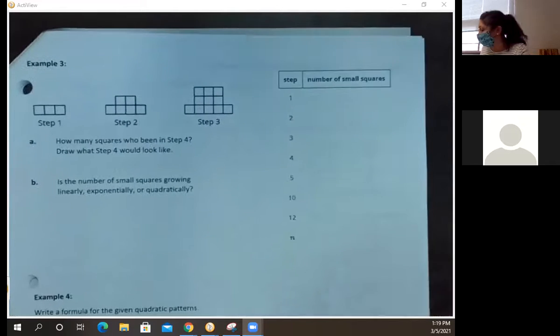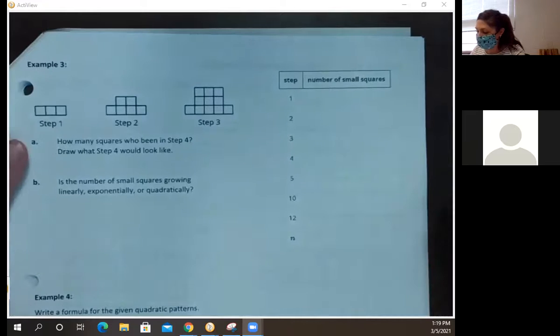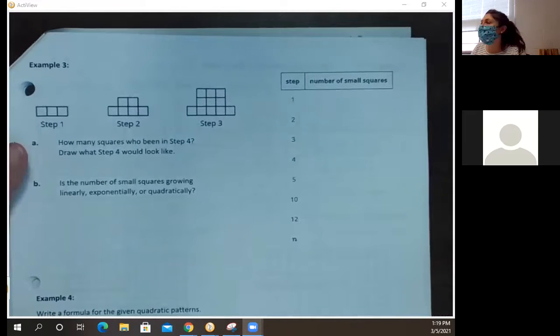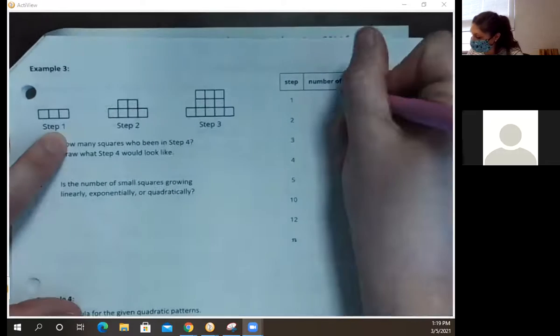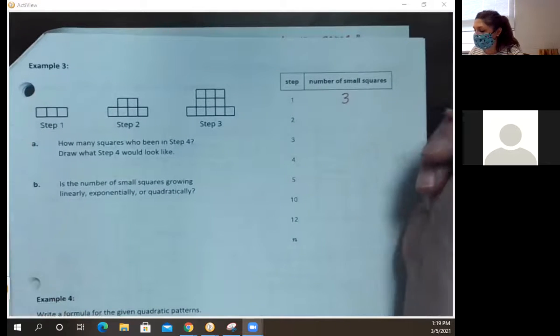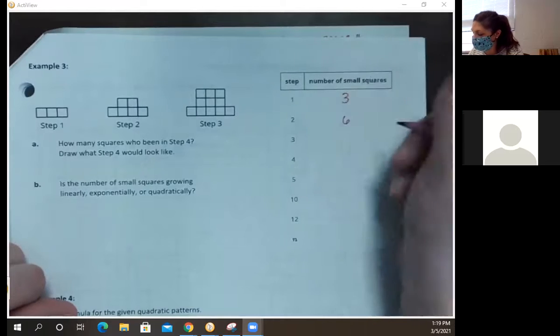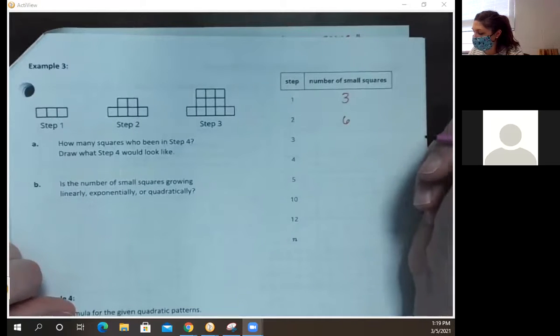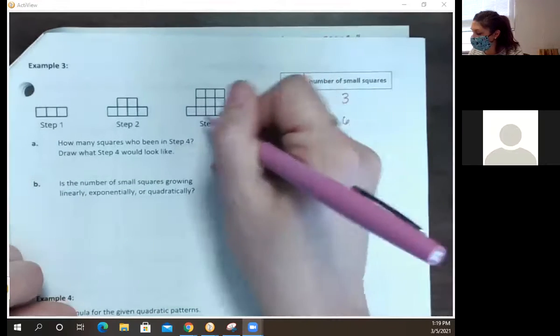So we've got a new pattern on the top of page 3. We're looking at the same thing. Okay, we have the same goal. Step 1 has 3 little squares, little blocks here. Step 2 has 6 blocks. Step 3 has 9, 10, 11 blocks.